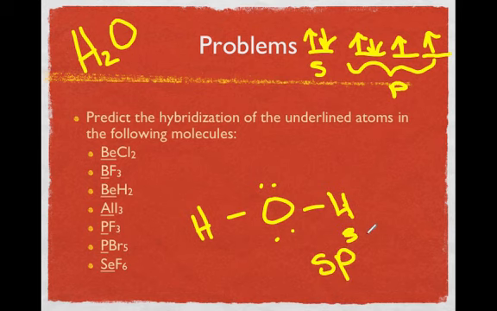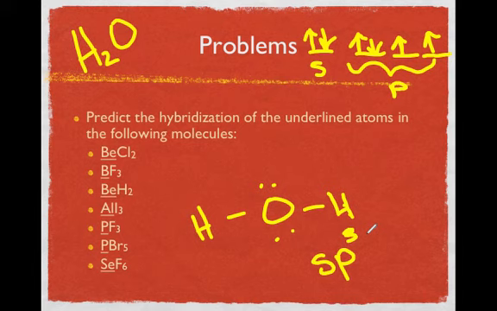Still SP3. Is there ever a time where, after you fill them all up, you don't fill the S and it goes back to D? What about tellurium if it had 1 lone pair? Would you just do SP? You'd still go to the D.